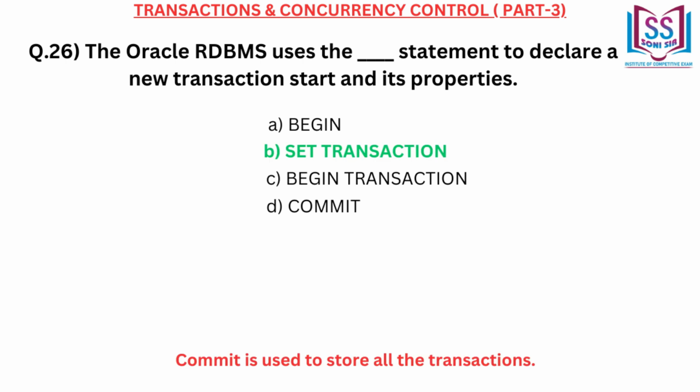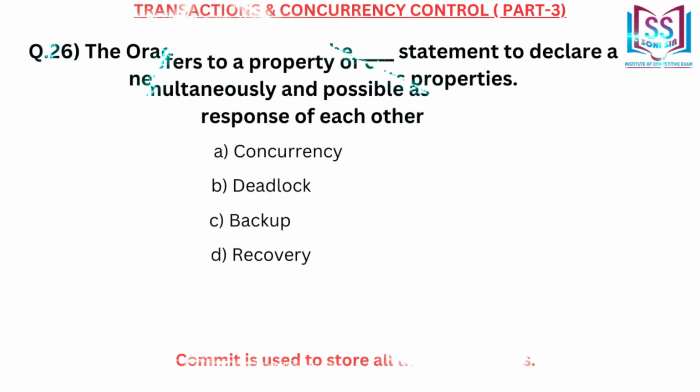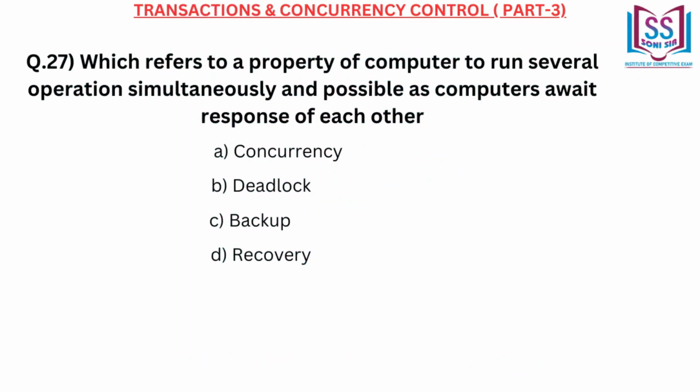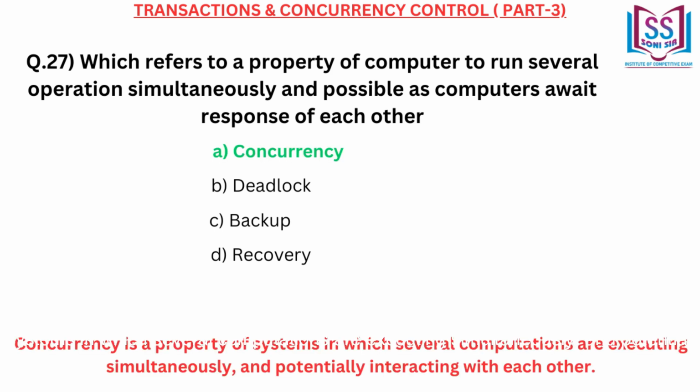Commit is used to store all the transactions. Which refers to a property of computer to run several operations simultaneously and possible as computers await response of each other? A. Concurrency. B. Deadlock. C. Backup. D. Recovery. Correct answer A. Concurrency. Concurrency is a property of systems in which several computations are executing simultaneously and potentially interacting with each other.